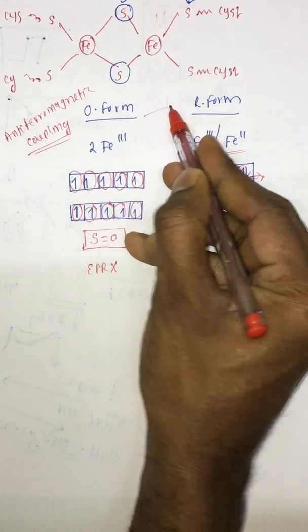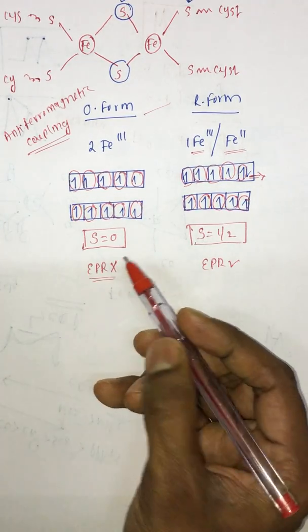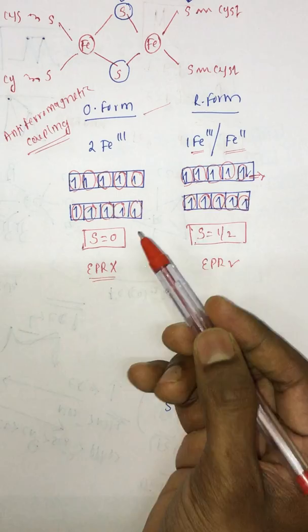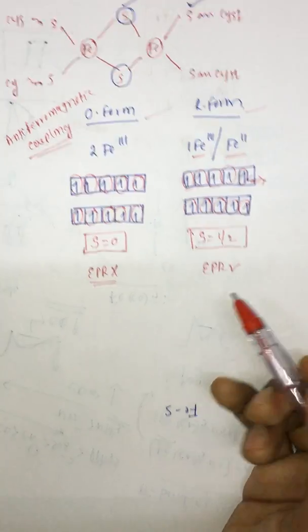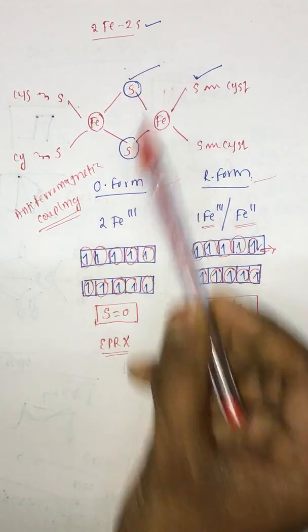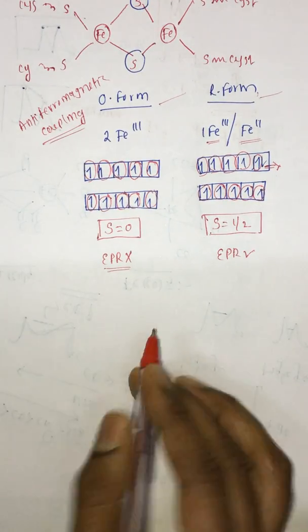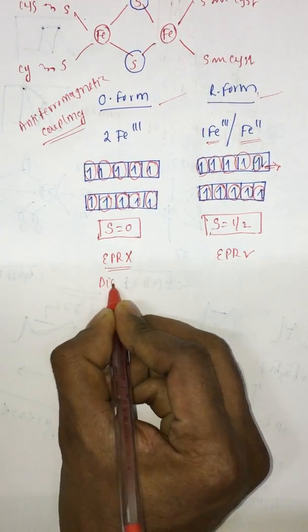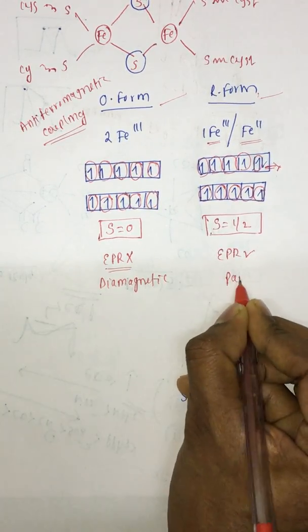The oxidized form of the 2Fe2 sulfur cluster is EPR inactive, whereas the reduced form of the 2Fe2S unit is EPR active. And now we can say that this is diamagnetic and this is paramagnetic.